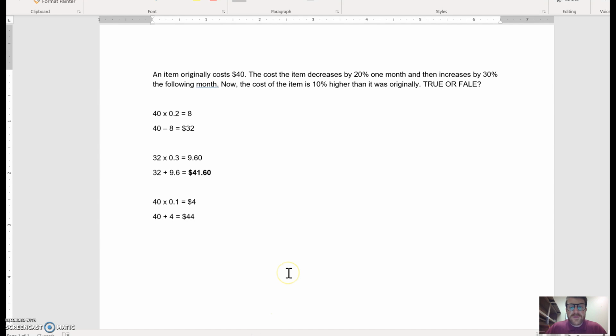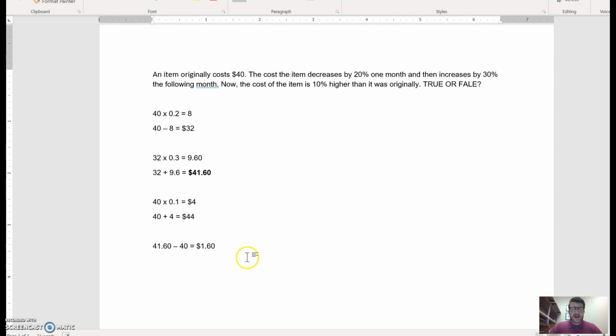Now, I believe the question wants to know, well, how much higher than the original is it? So 41.60, how much higher is it than the original? Well, subtract to find the difference. The original was 40. You get $1.60, right?